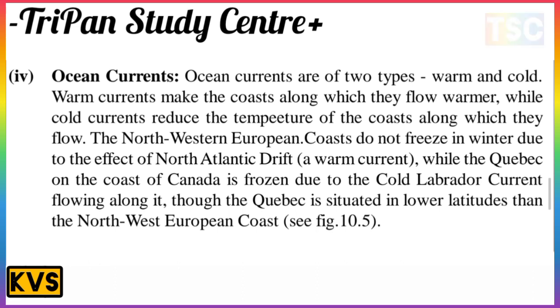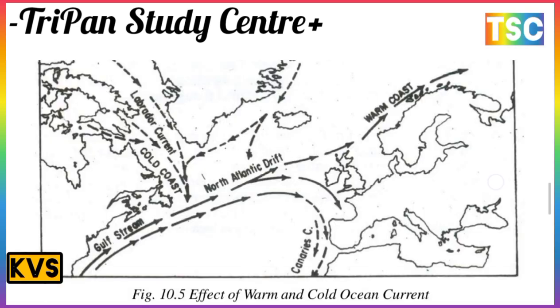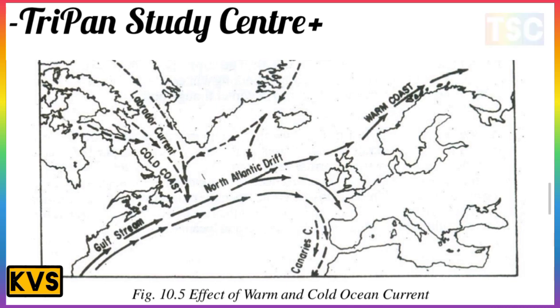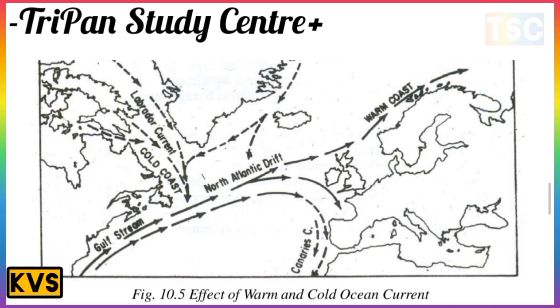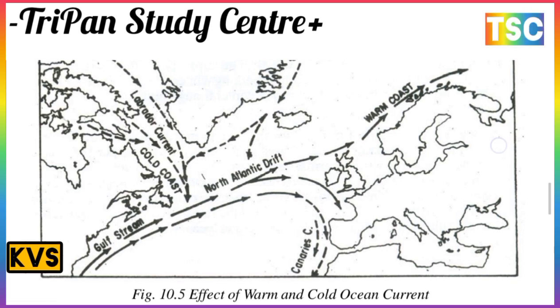Here is the most important figure. It shows the map of the effect of warm and cold ocean currents. The arrows show the Gulf Stream and North Atlantic Drift as a warm current along the coast, and the lower one is a cold current along the coast. There is an important diagram shown in this picture of the wind effect on the world.